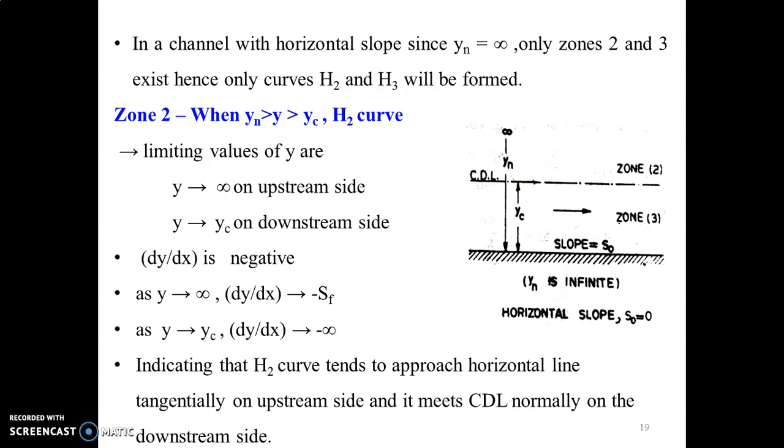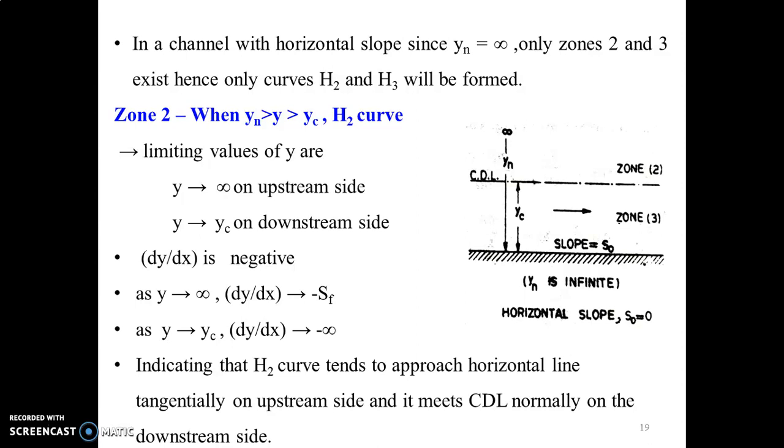Now let's see what happens in zone 2. Zone 2, you know that y lies in between yn and yc. So the limiting or the boundary conditions that can be adopted are y tending to infinity on the upstream side. That is, y actually tends to yn, but since yn is infinity, you can take the condition y tending to infinity on the upstream side, and on the downstream side y tending to yc. Now you know that always in zone 2 dy by dx is negative. Hence here dy by dx is negative.